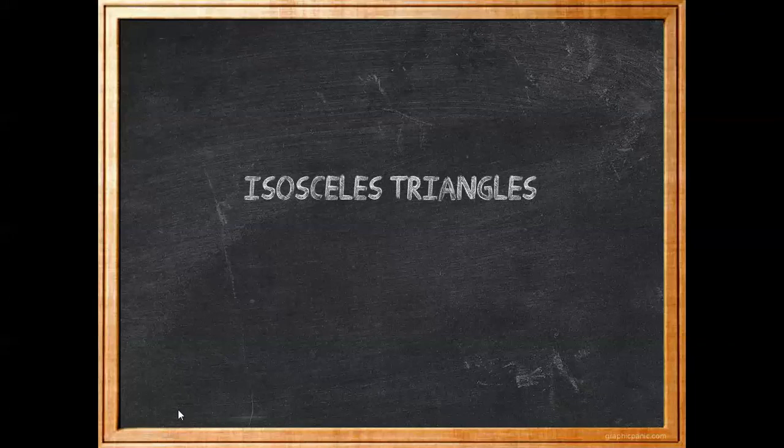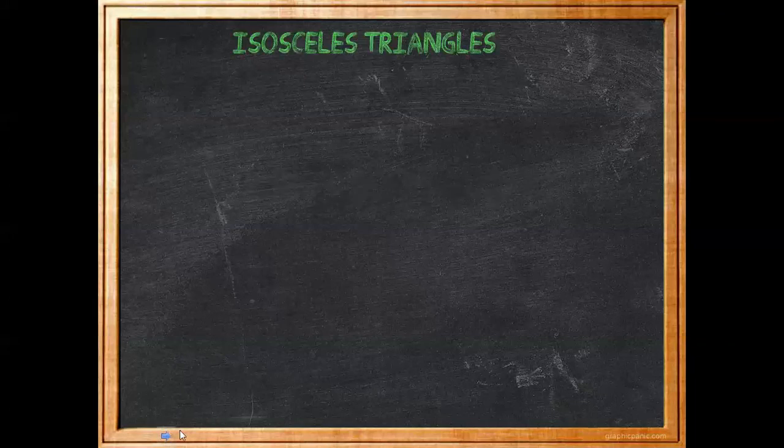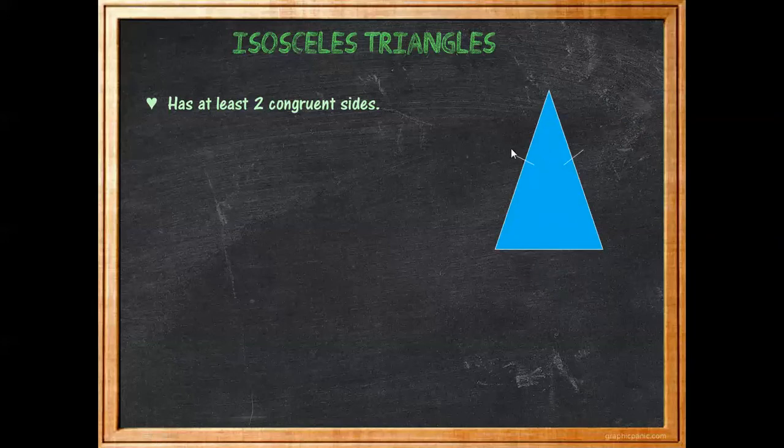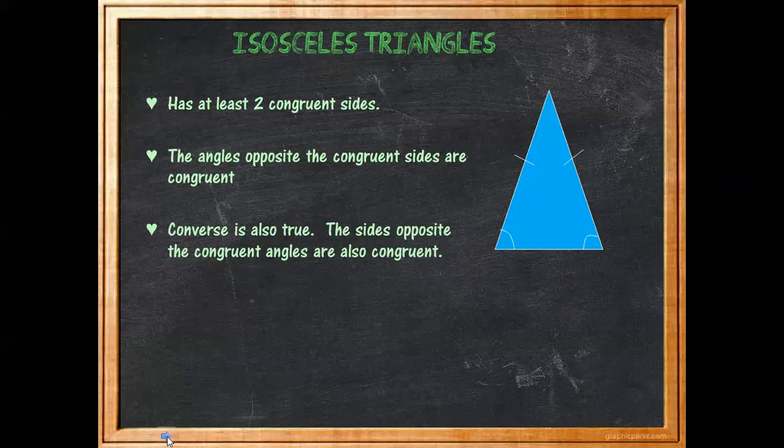In this video, we're going to talk about isosceles triangles. Just for a recap, a review, isosceles triangles have at least two congruent sides. Each side is congruent right there. And the angles opposite those congruent sides are also congruent. The converse is also true. The sides opposite the congruent angles are also congruent.